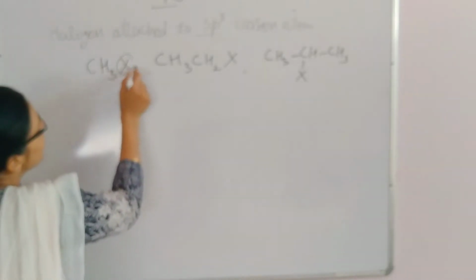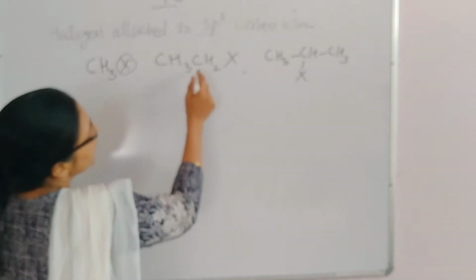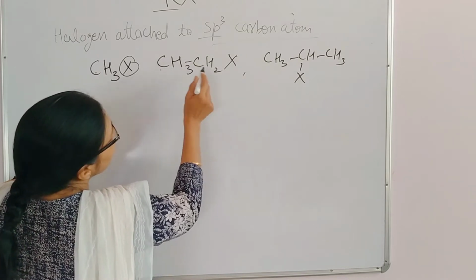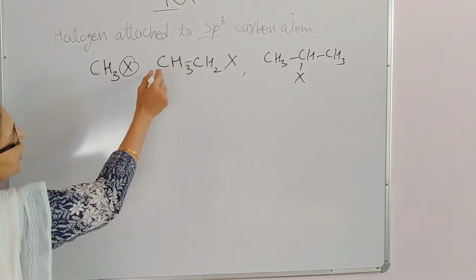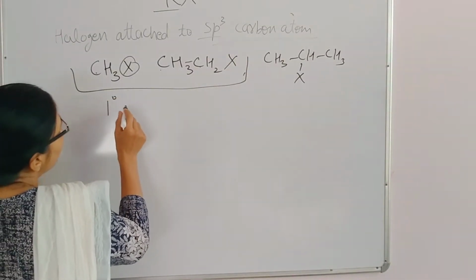Here halogen is attached to the carbon which is attached with no carbon. Here halogen is attached with the carbon which is attached to one carbon. Halogen is attached to a carbon which is also attached to one more carbon. These two will come in 1 degree halide.